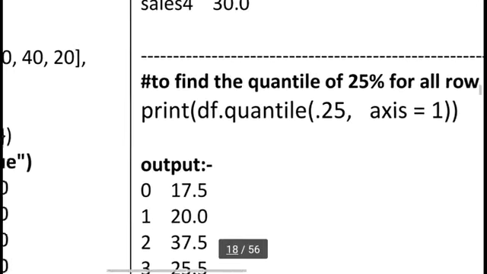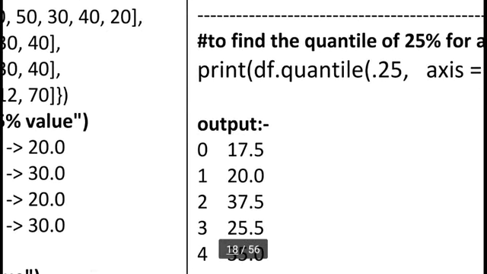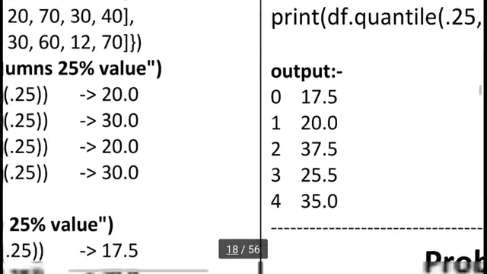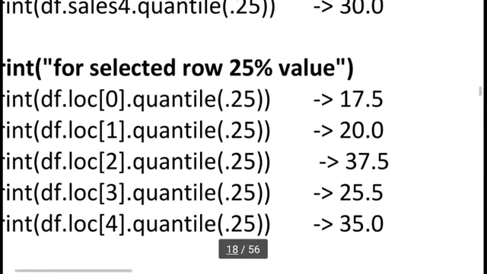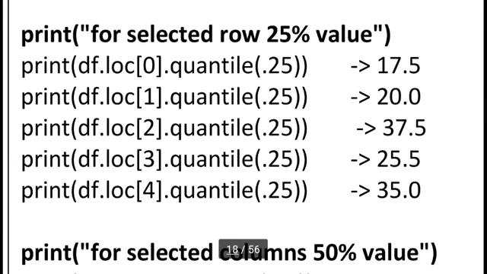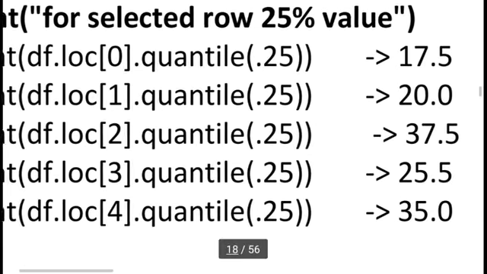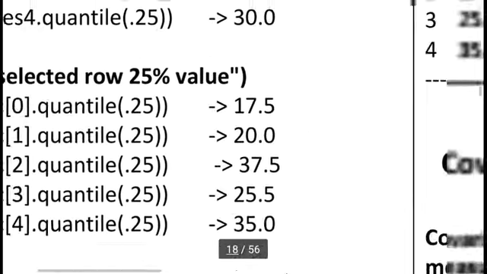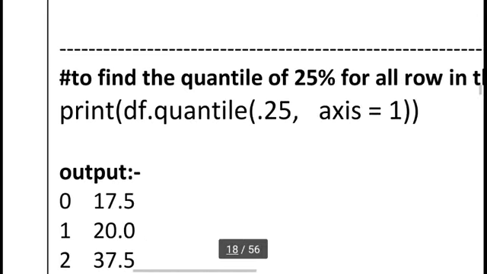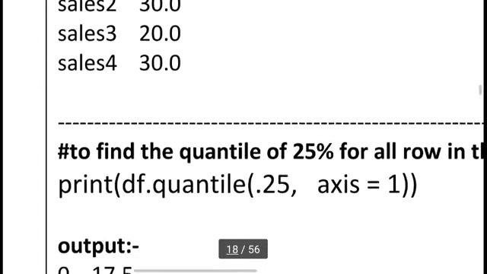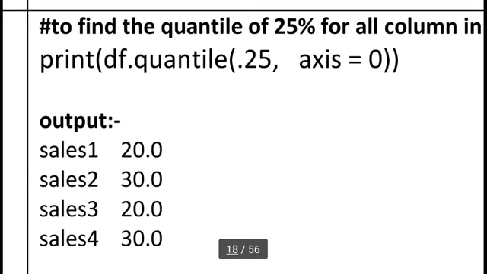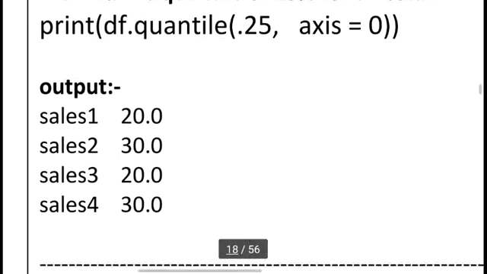The same command we have used in a lengthy manner with multiple commands. You can see this is our df.loc, this is our command, but here I am using 1, 2, 3, 4, 5 statements to get the result. The shortcut of this command is we can directly use df.quantile(0.25, axis=1). Here axis equal to 1 means horizontally each and every row will display 25% data, and axis 0 means vertically each and every column. So this is our shortcut.